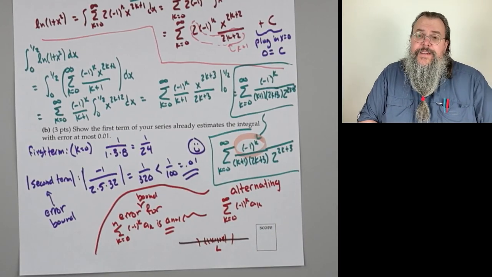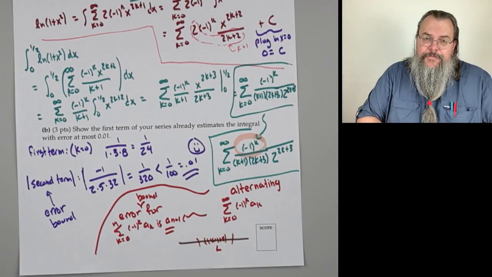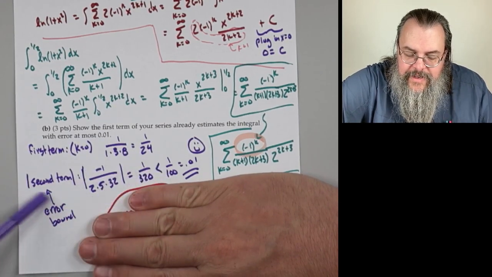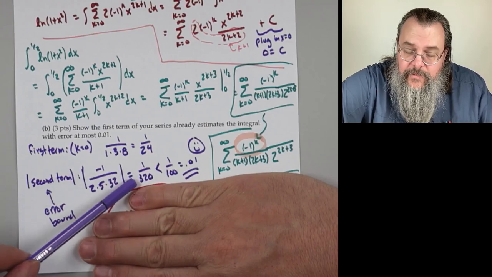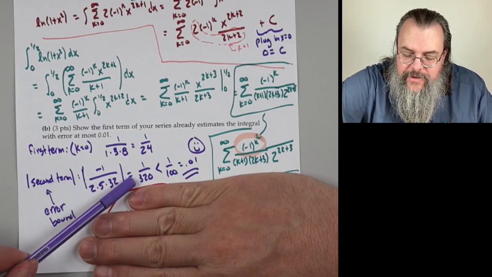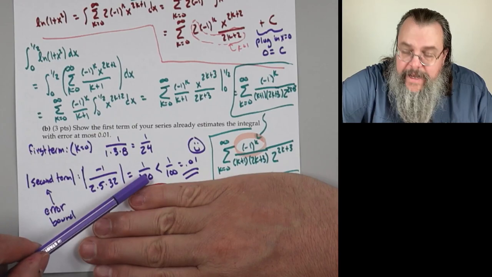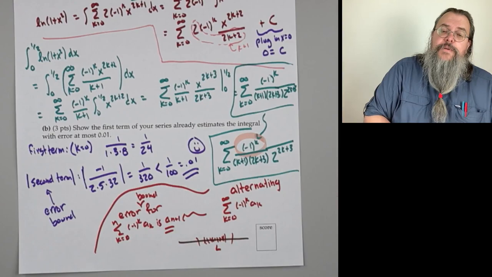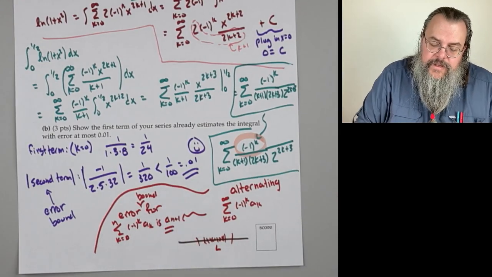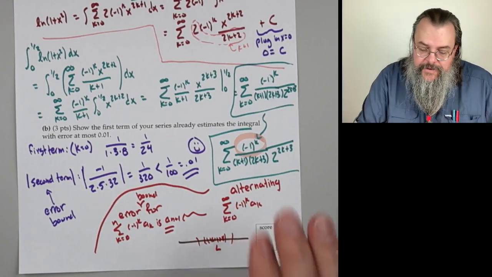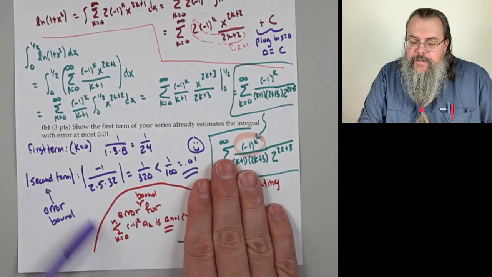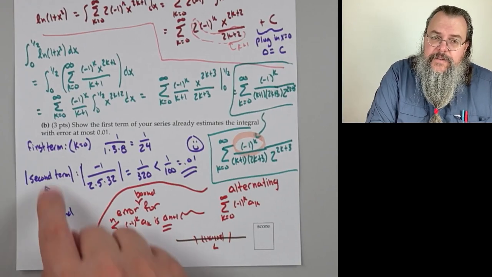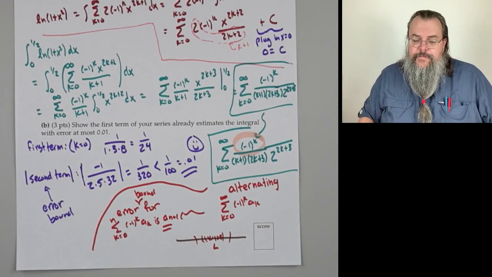Now at this point, you're probably saying, what do I need to write down? This is what you need to write down: the second term, figure out what it is in absolute value, and show it's less than what you were asked. That's all it's asking for. And if you're very paranoid, add this part in, that the error bound is the next term. But mostly it's just the idea that the error bound is the size of the next term.